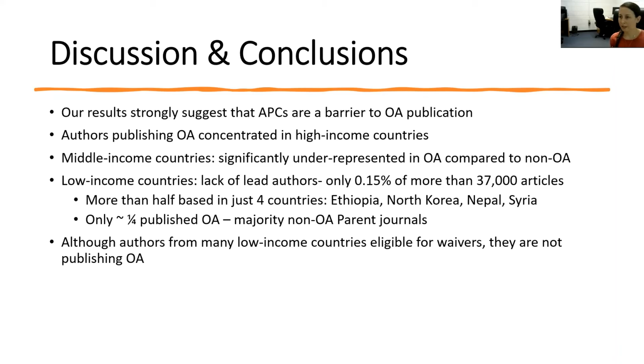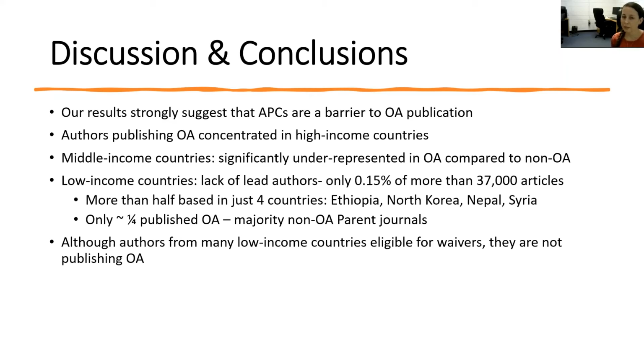And as you saw in our lovely figures, authors from lower income countries are rarely publishing at all. And even though it's slightly lower in open access, it's not much different from the non-open access, because authors from these lower income countries are just hardly publishing. And when they are publishing, it's mostly from just a few low income countries. Ethiopia, North Korea, Nepal, and Syria were the majority. More than half of the few articles that were published were based in just those 4 countries.